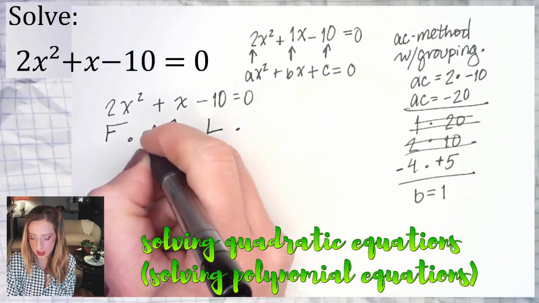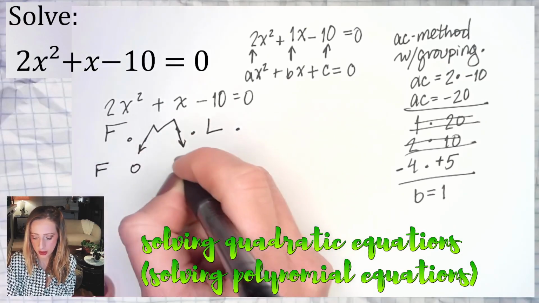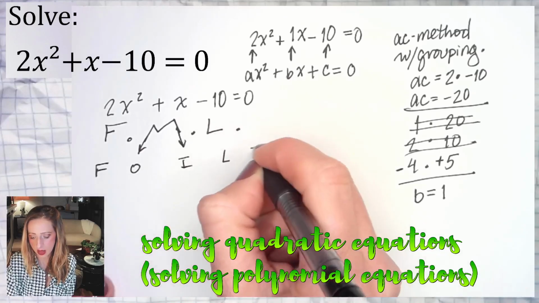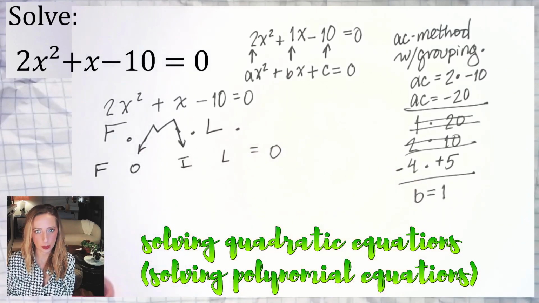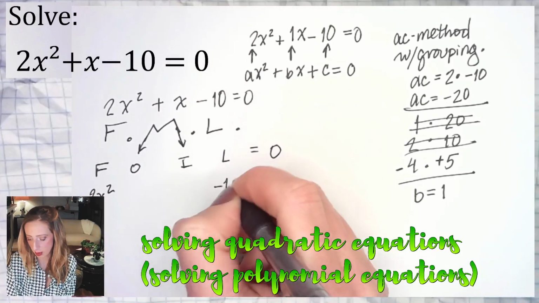FML. And we're going to take the M and split the M up to make the first, the outer, the inner, the last. And that's what makes it factorable by grouping. So the first will stay the same, 2x squared. The last will stay the same, negative 10.